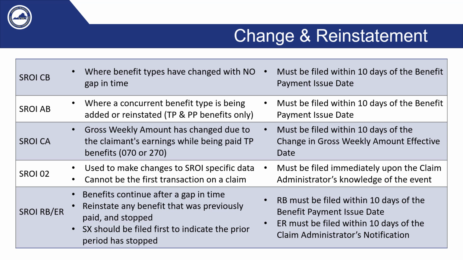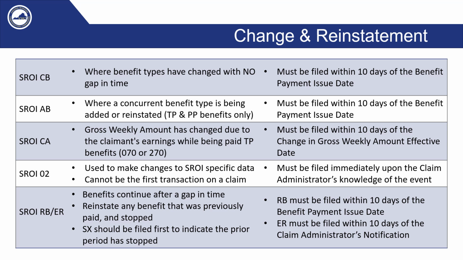The SROI CA is used when the gross weekly amount has changed due to the claimant's earnings while being paid temporary partial benefits. It must be filed within 10 days of the change in gross weekly amount effective date. The SROI 02 is used to make changes to SROI-specific data and cannot be the first transaction on a claim. The transaction must be filed immediately upon the claim administrator's knowledge of the event.